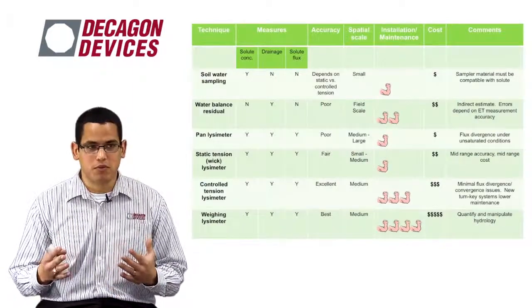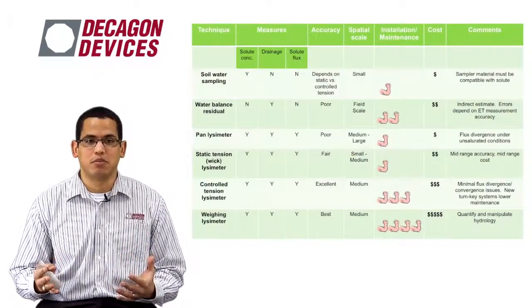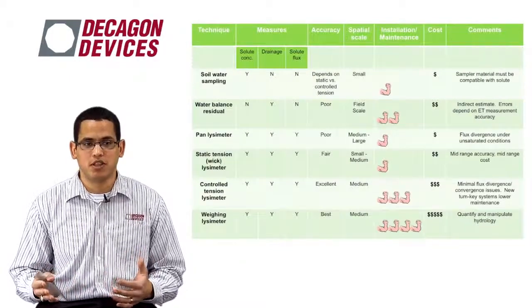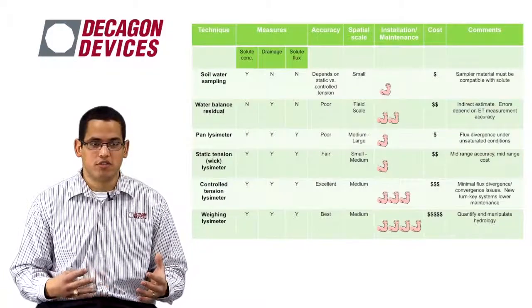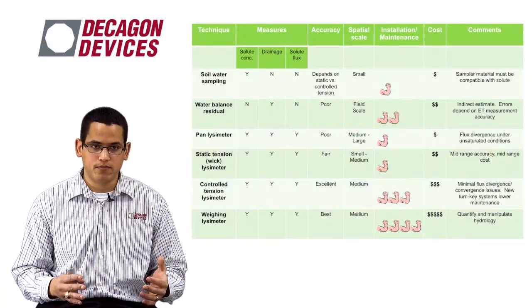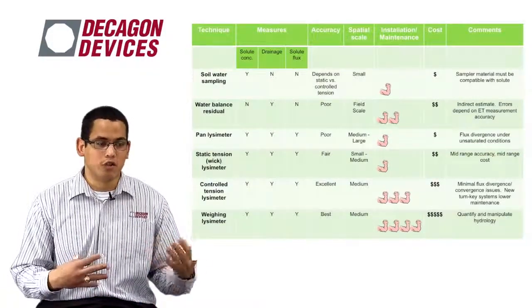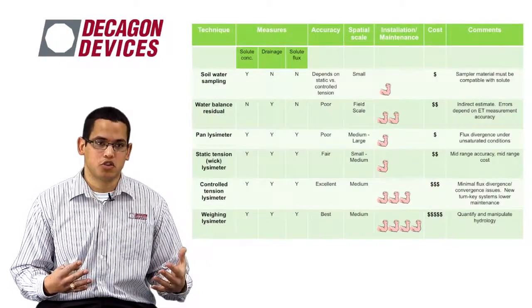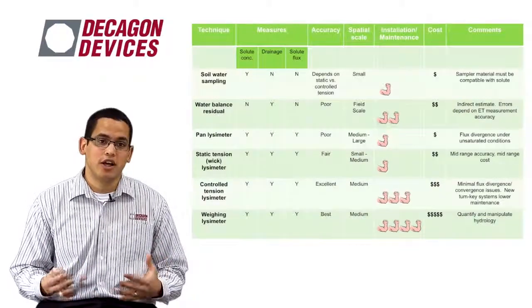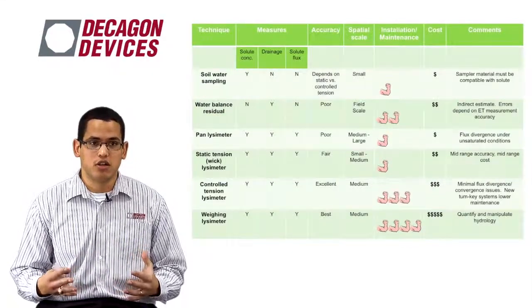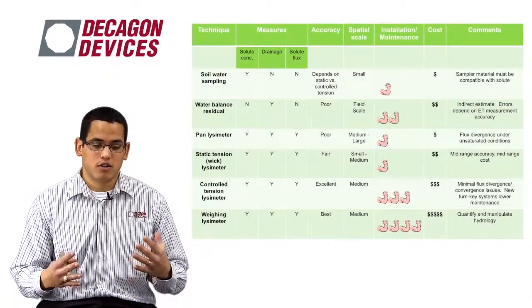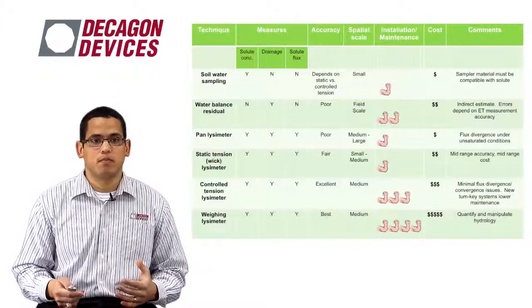But the great thing about weighing lysimeters is it allows you the ability to quantify and manipulate the hydrology if you want to manipulate it, or just match it with the native soil. And then along with this, there have been the introductions of smaller scale weighing lysimeters that help bring the cost down and bring the installation complexity down a little bit.